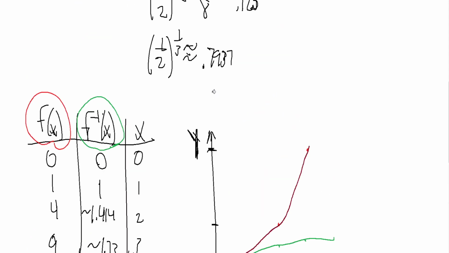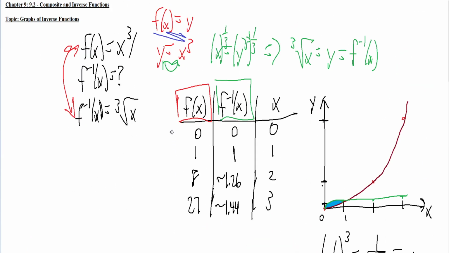So, yep, that's how you go about graphing inverse functions. It's exactly how you would think about it. All you have to do is, if you're given an f of x and you have to graph its inverse, just solve for the inverse and then create a table and you're good to go.